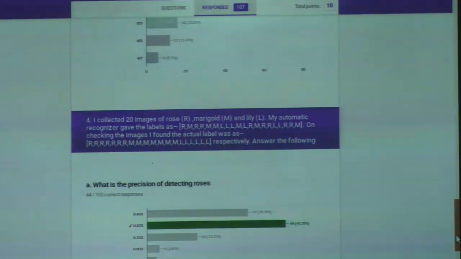Should I do this or not? How many of you want? Or should I skip? Do you want? Or you can try it yourself. It's very simple. Should I do? Okay. So, see, my automatic recognizer gave the level as, so this is the predicted value.